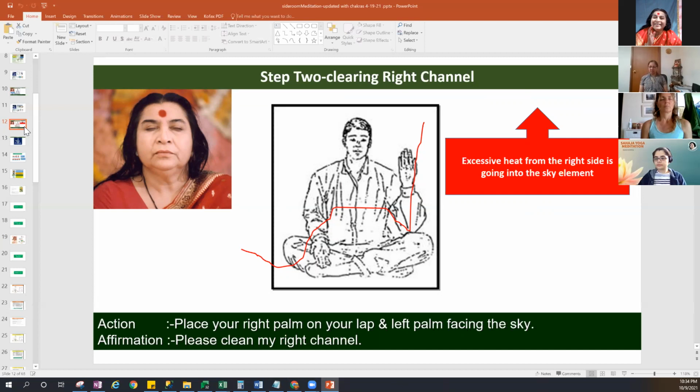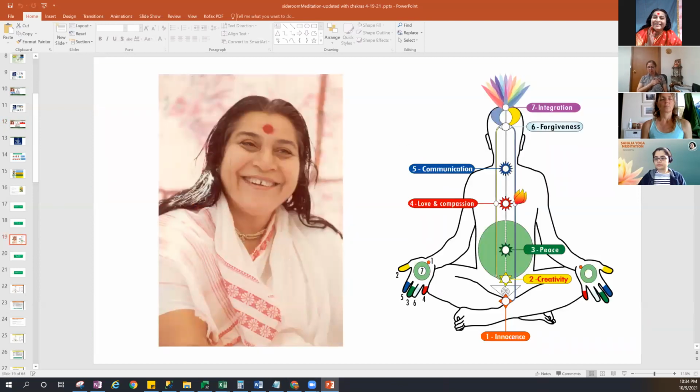And both our hands on our lap. We move our attention up into our heart. Then place our right hand on our heart, on the left side. Mother, I am the Spirit. Mother, please open my heart. Let me feel the love and the joy of the Spirit. Please open my heart.